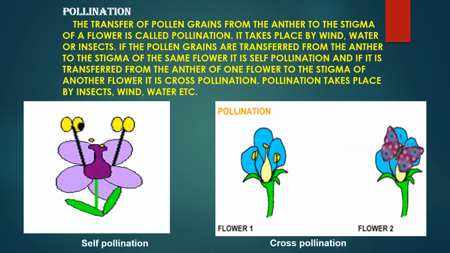Now let us look into the different types of pollination. The transfer of pollen grains from the anther to the stigma of the flower is called pollination. This can take place by wind, water or insects. If the pollen grains are transferred from the anther to the stigma of the same flower, it is called self-pollination. And if it is transferred from the anther of one flower to the stigma of another flower, then it is called cross-pollination.